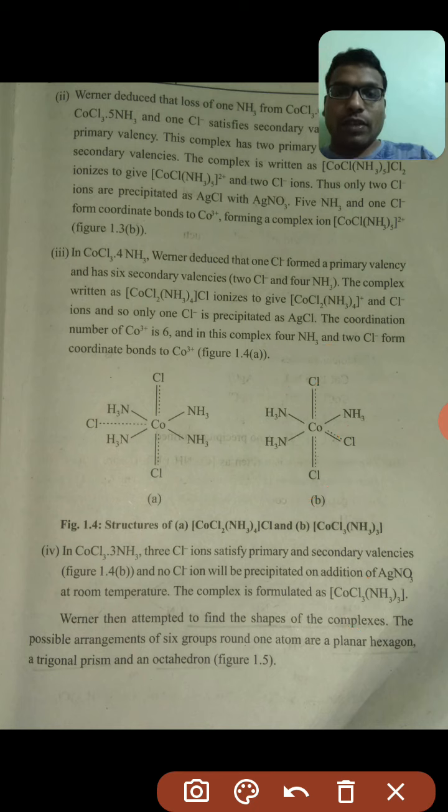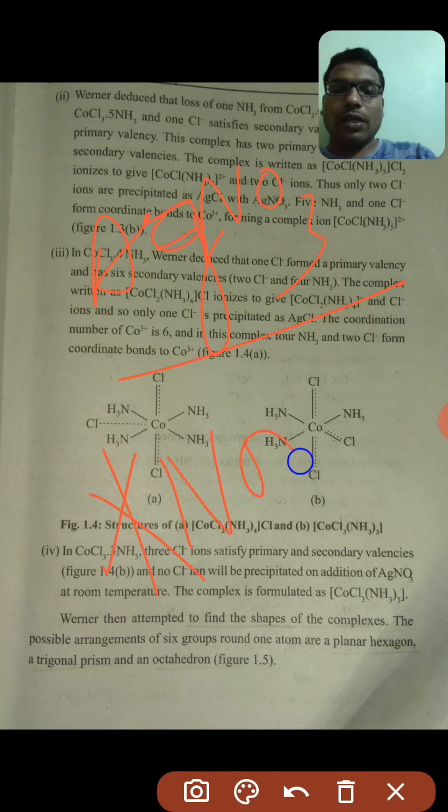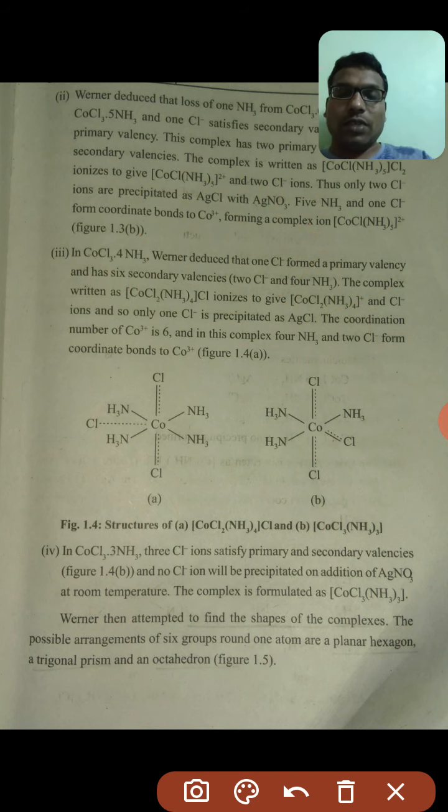So when reacting with AgNO3, there is no formation of precipitate. No formation of AgCl precipitate. Why? Because outside the coordination sphere there is no chloride.